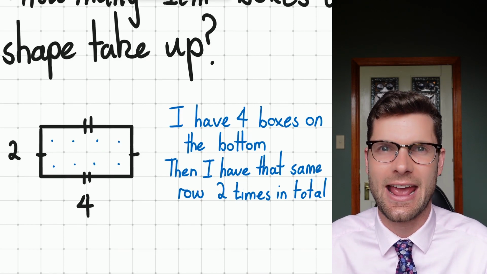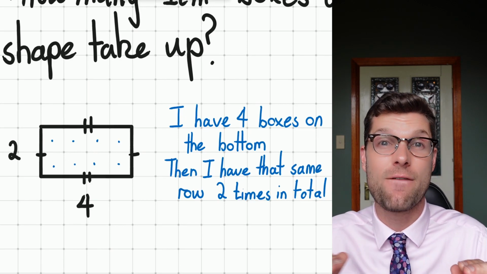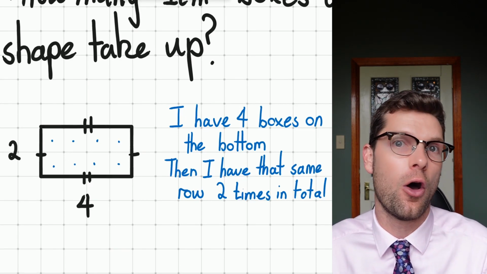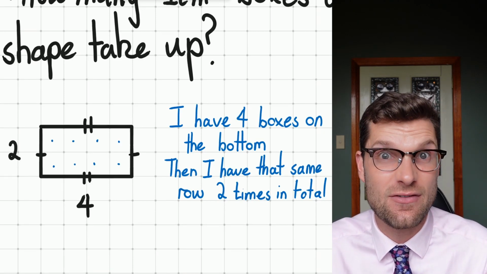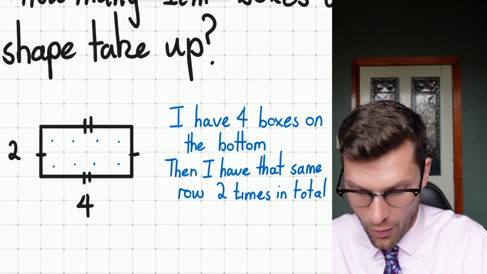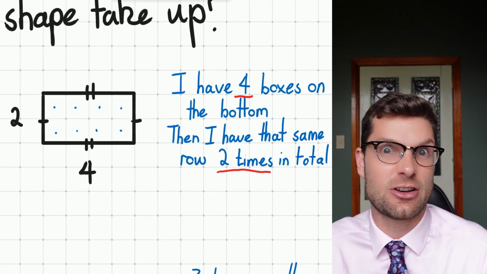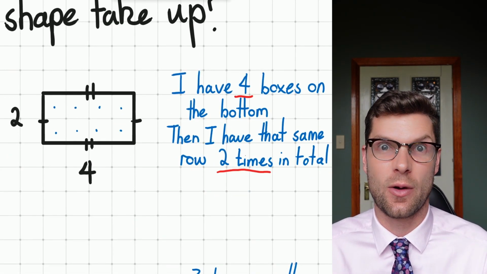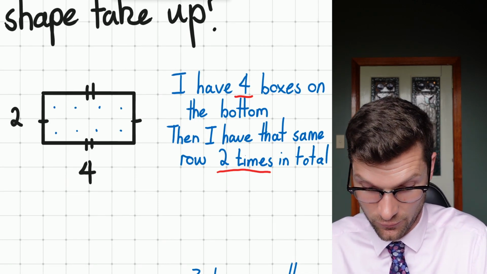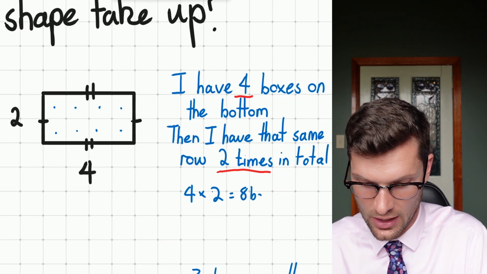But we don't want to have to count every time. So all we have to do with a rectangle is work out how far along the bottom it goes and then how many times that repeats itself on the way up. You can actually even see it in this blue writing I've got down here. I've got 4 boxes down the bottom and then it repeats itself 2 times in total. So that means I've actually got all the information I need to work this one out. I've got 4 and 2 times there. So all I have to do is 4 times 2 is equal to 8 total boxes.